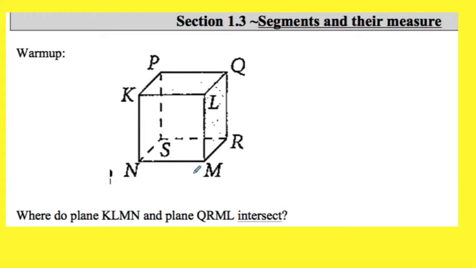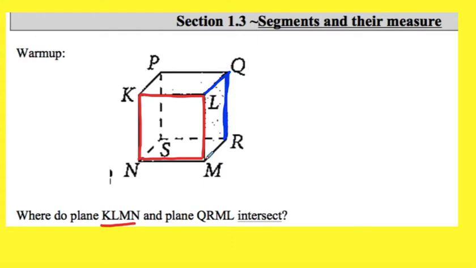I give you this picture of a cube. And remember, the dotted lines mean it's like the back of it. It's hidden from view. And I said this was a really good way to visualize points, lines, and planes, understanding though that those three things go on forever. They're infinite. All right, but where do plane KLM, the plane that's like the front of the box, and plane QRLM intersect? I want you to write down your idea.